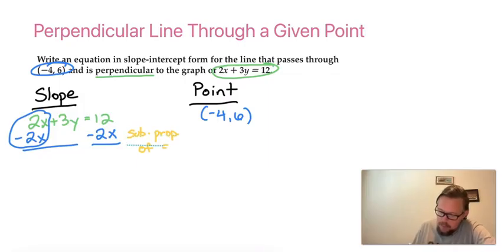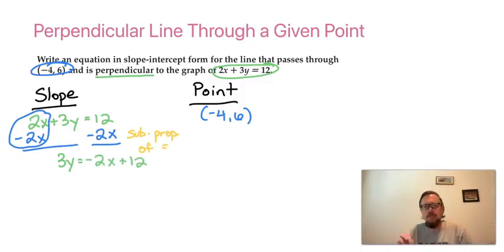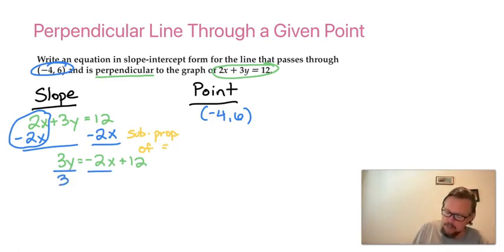So we've got 3y equals, and we can write it as 12 minus 2x. I'm going to do negative 2x plus 12, just so the x comes first, then it looks like mx plus b. And then next we're going to divide by 3. Everything has to get divided by 3. This is the division property of equality.